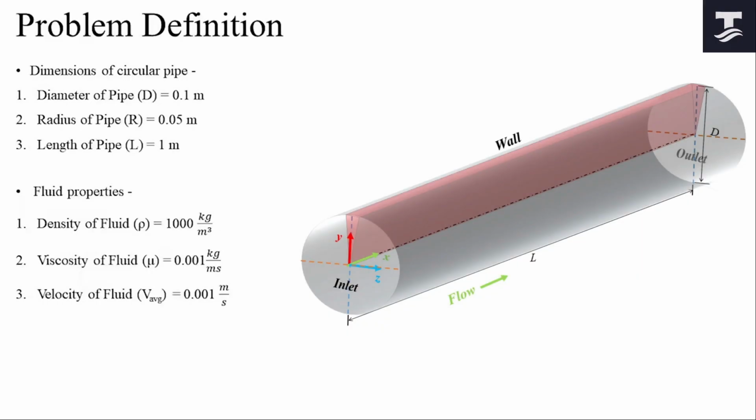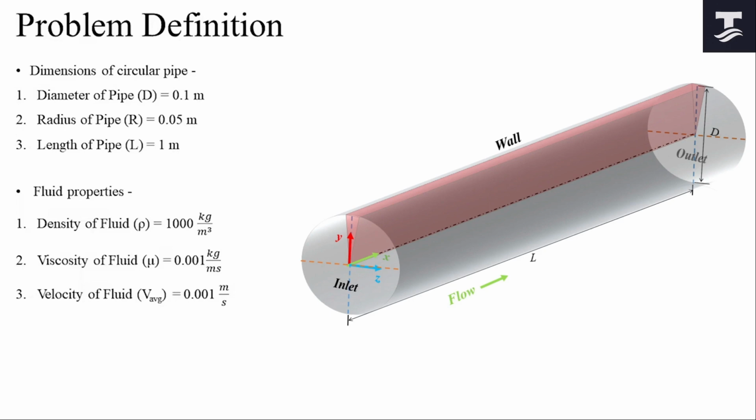In this video, we simulate laminar flow in a pipe. The problem is modeled as a two-dimensional axisymmetric domain. The pipe has a length of 1 meter and a diameter of 0.1 meters. Water is used as the working fluid.